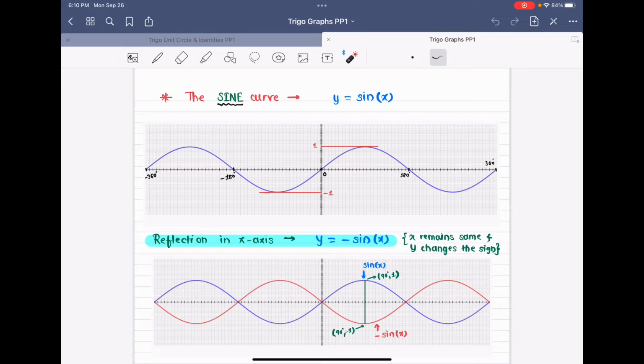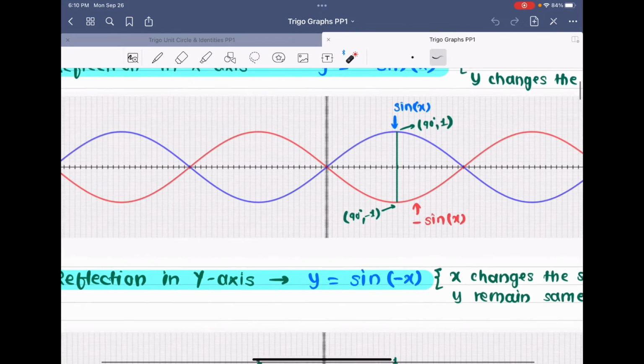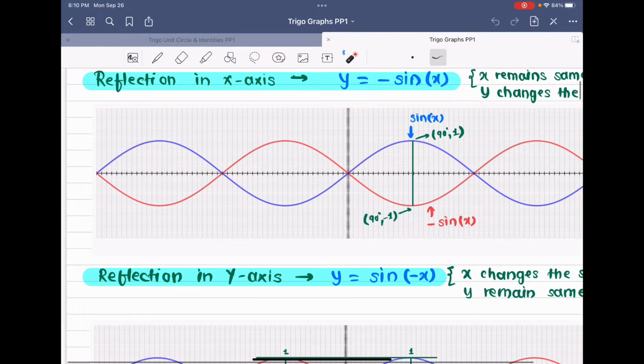Second one, reflection in the x-axis. The blue curve is your original curve, which is sine x. X-axis reflection is always denoted by negative of sine x. That means x remains the same and y changes the sign. For example, this is the point I am taking. Sine 90 is 1. So the point is 90, 1.